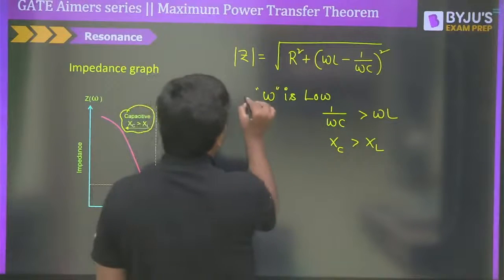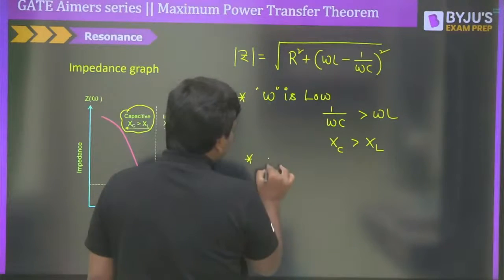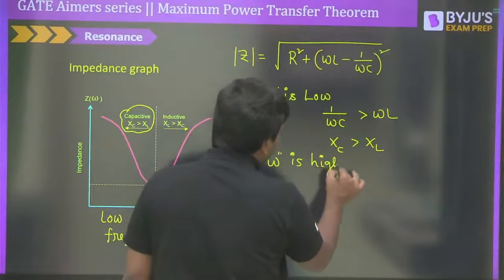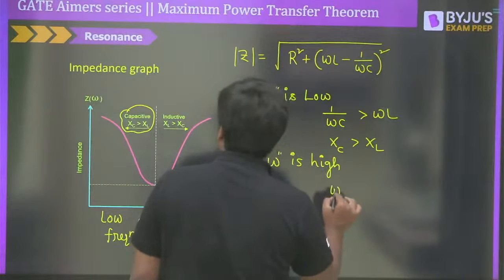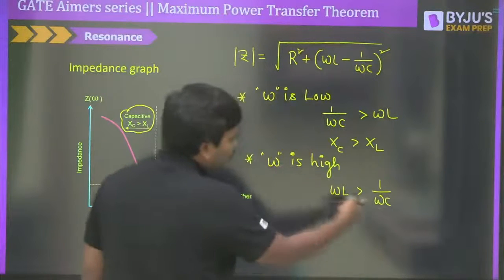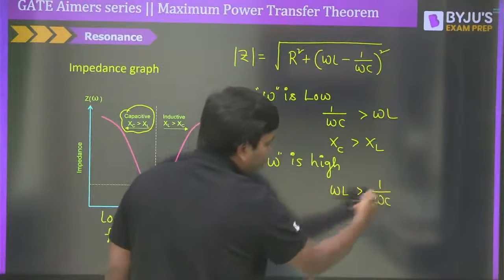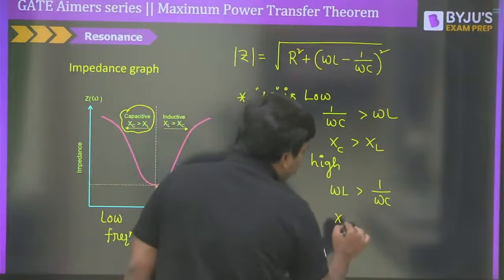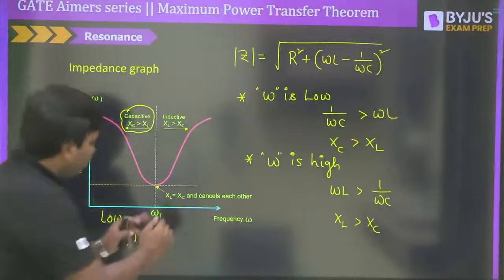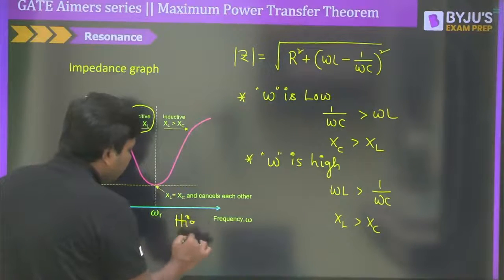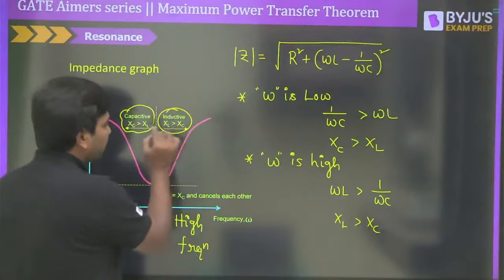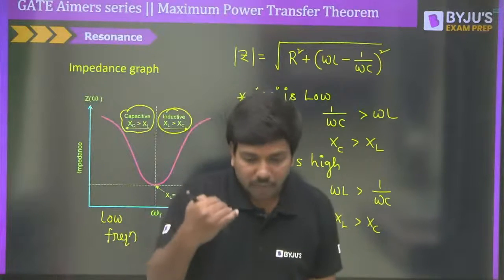Second aspect is, if omega is high, then what is going to happen? If omega is high, then I can say omega L will be more than 1 divided by omega C, because a high value of omega in the denominator makes this value low compared to omega L. Therefore, XL will be greater than XC. Simple. Therefore, one must really appreciate and understand this: at high frequency, the circuit acts like an inductive circuit.